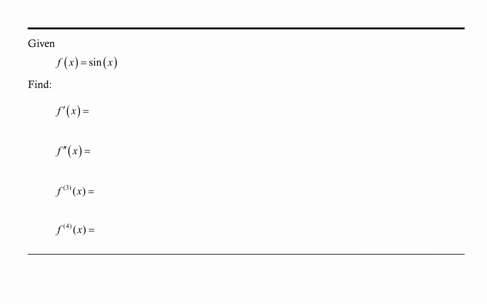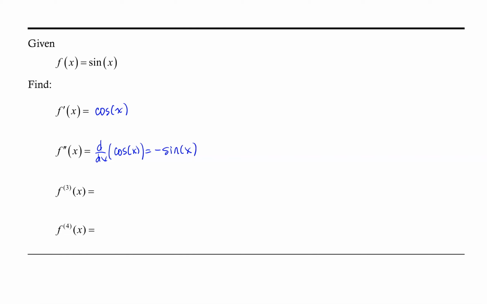So the first derivative of the sine function is the cosine function. So f prime of x is cosine of x. Now, the second derivative is going to be the derivative of cosine. So we're taking the derivative of the cosine function, which is negative sine of x.